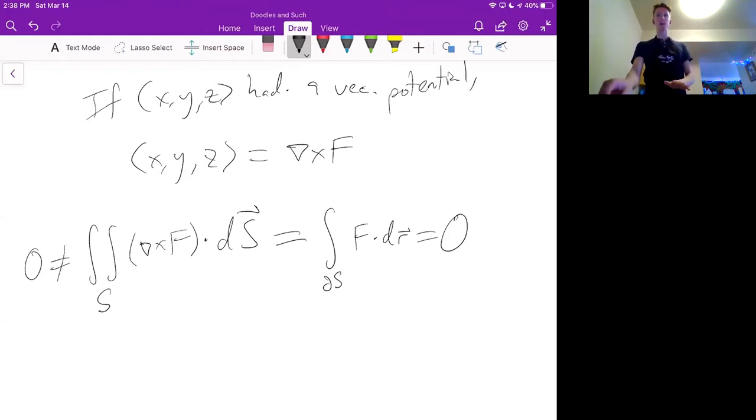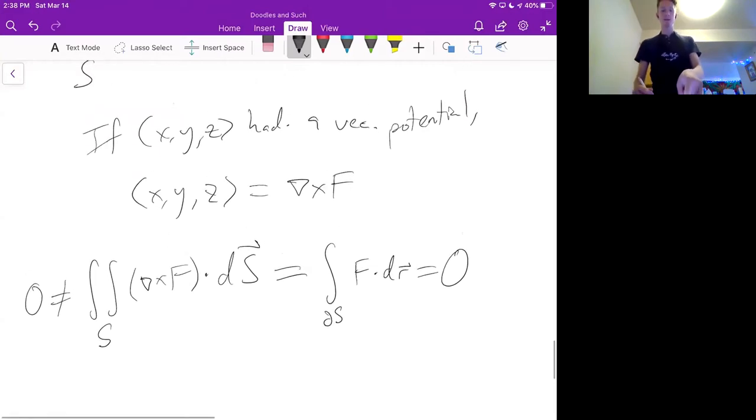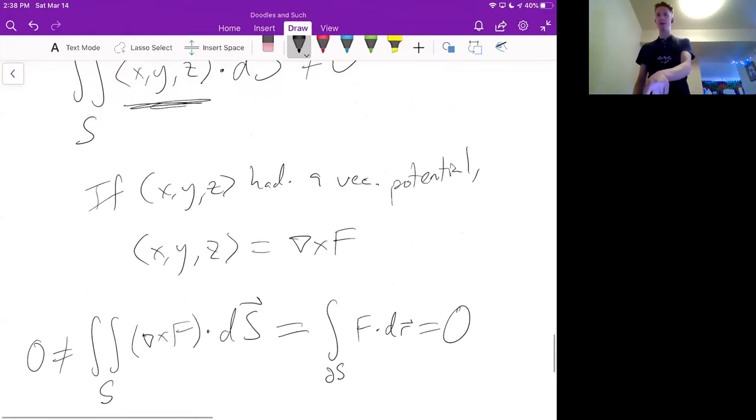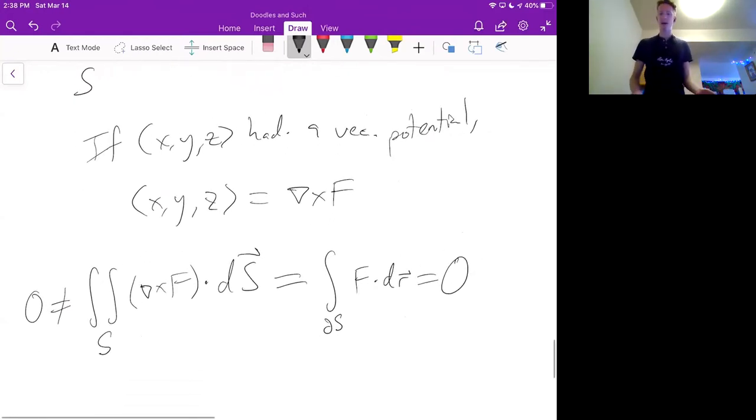So if you have no boundary at all, Stokes' theorem tells you that the integral over the surface of a curl has to be 0. But this makes no sense now, right? Because I knew that the flux of that curl had to be non-zero, but also it had to be 0, and those can't be true at the same time. So that's why it's impossible for x comma y comma z to have a vector potential. Because if it did, I would be able to write the same integral in two different ways, where one of them is clearly 0 and one of them is clearly not 0.